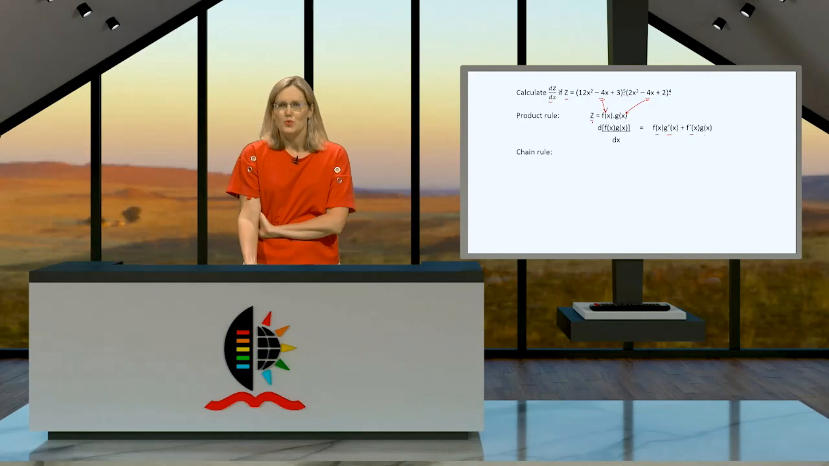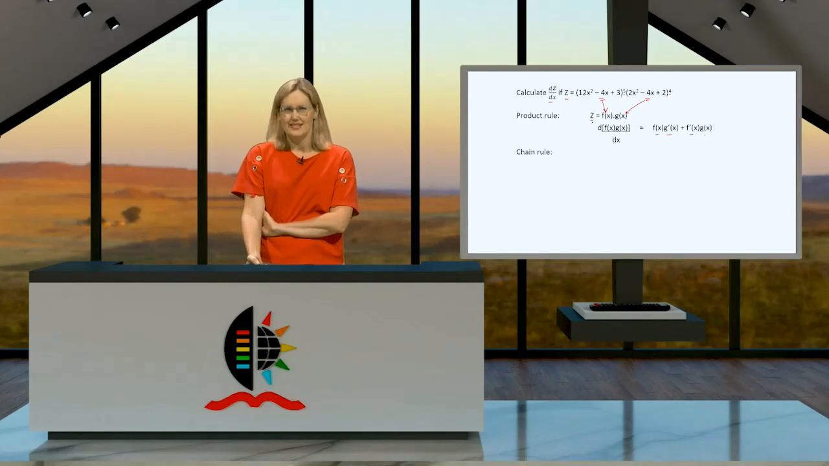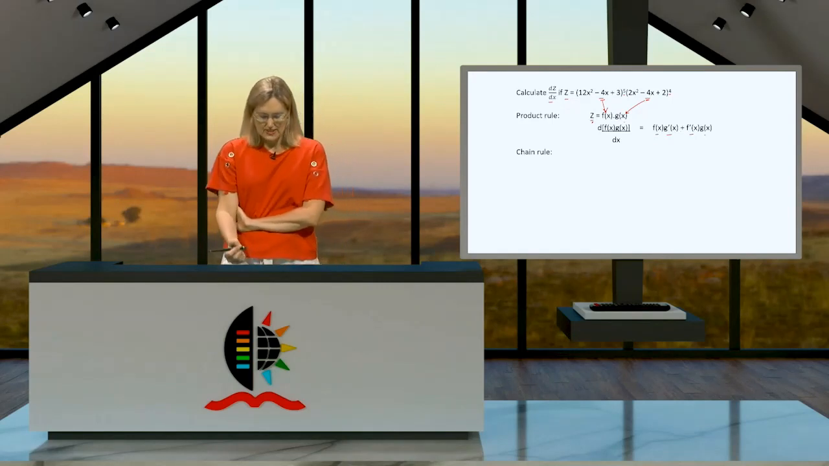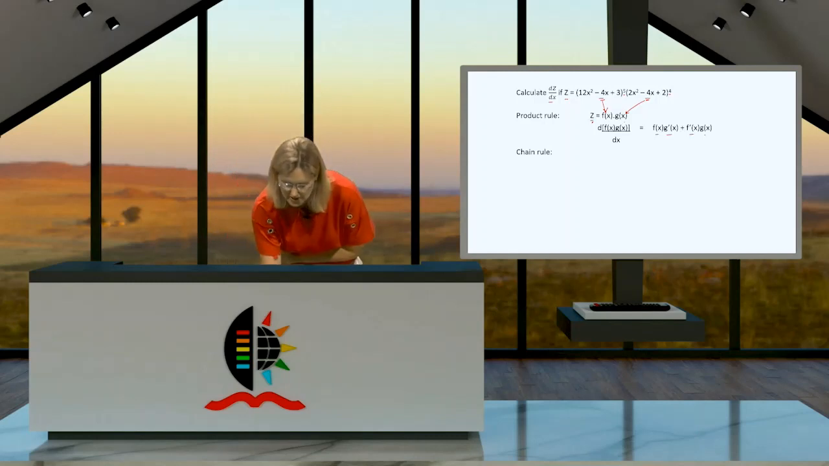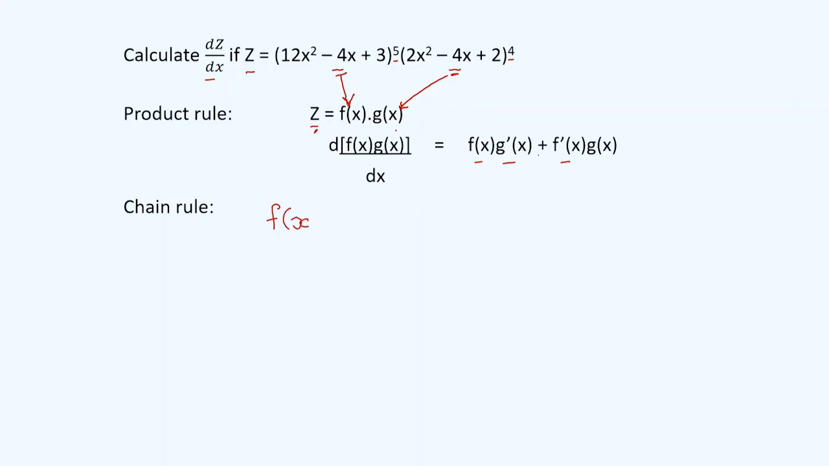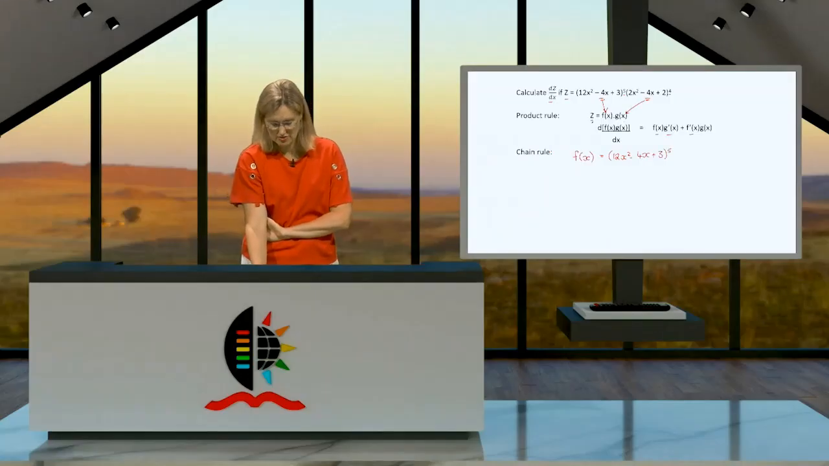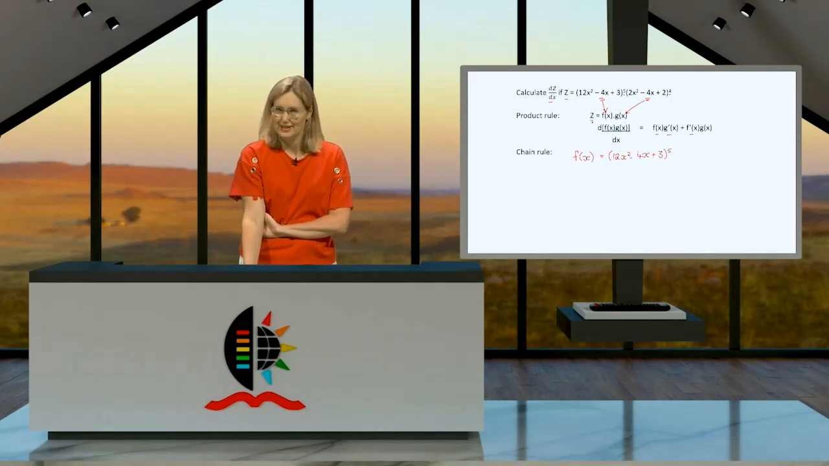But we need one more rule to enable us to complete this calculation, and that is the chain rule. And for this, we're going to work first of all with f of x and then with g of x. So if we set out f of x here, to find the derivative of this function with respect to x, we would first need to multiply out this expression here, and that would take a lot of time.